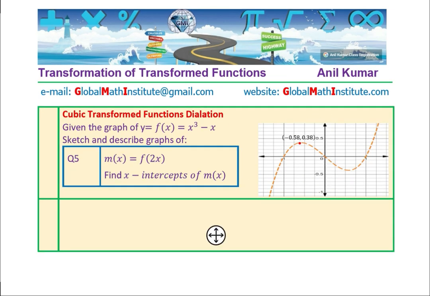Now let's look into horizontal transformations. This time we have f of 2x. Now what does that mean? And we also find the x-intercepts of this particular graph. So when we have f of 2x, that means it is horizontally compressed by a factor of half.